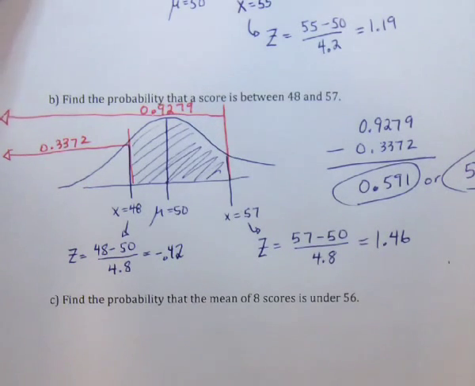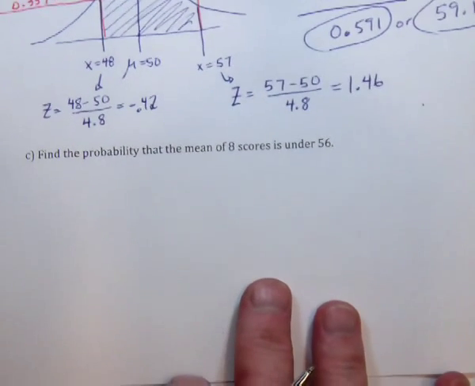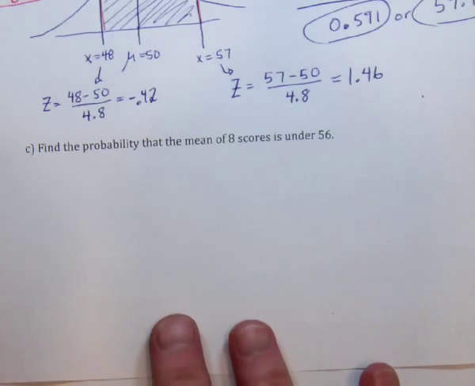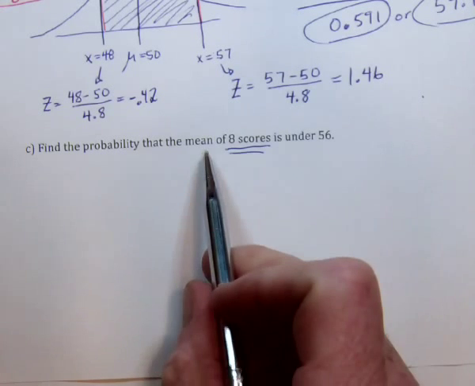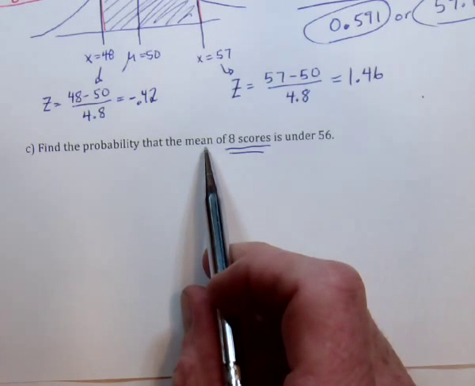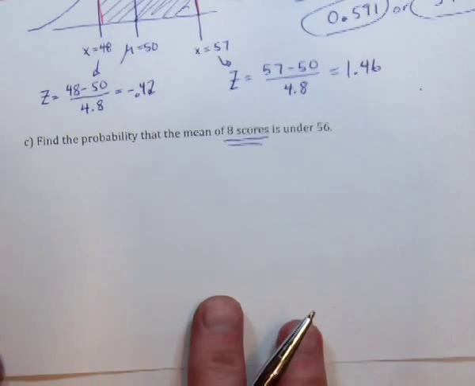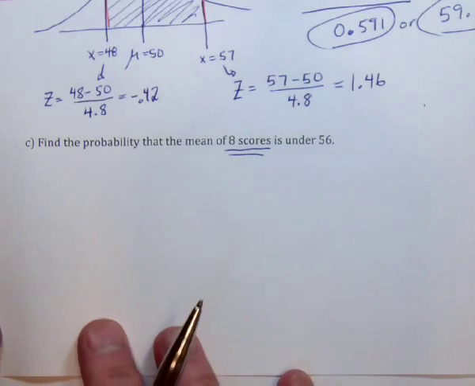Okay, on to the next one. So now we have groups of 8. There's 8 scores, and we want to know what's the chances that the average for those 8 is under 56. So this, having 8 scores instead of just 1, adds only one small thing to the problem.